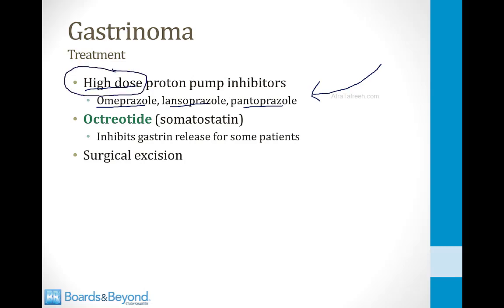That is sometimes effective. An alternative is to use a synthetic version of the GI hormone somatostatin called octreotide. We'll talk about somatostatin later in this module, but it is a GI hormone that shuts down release of many other GI hormones, including gastrin. And there is a synthetic version of somatostatin called octreotide that you can administer as a drug, and it will inhibit gastrin release for some patients. And then finally, you can surgically excise the tumor.